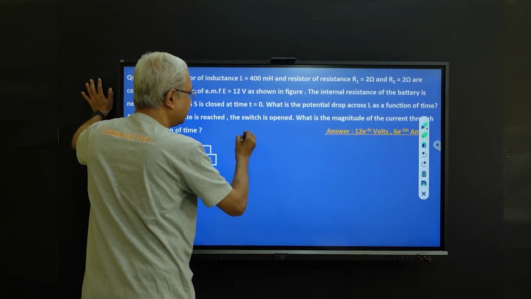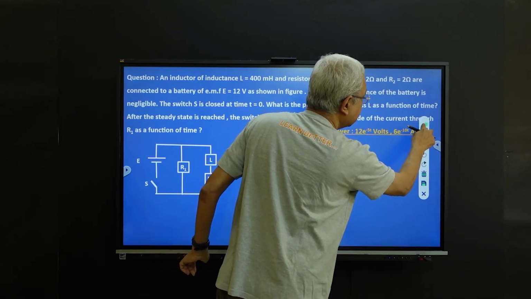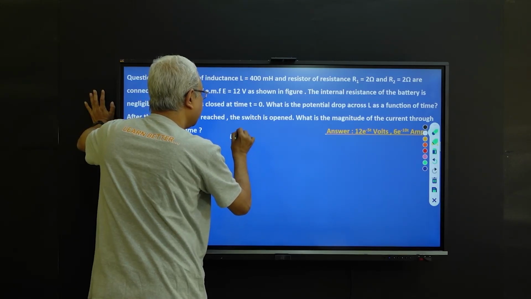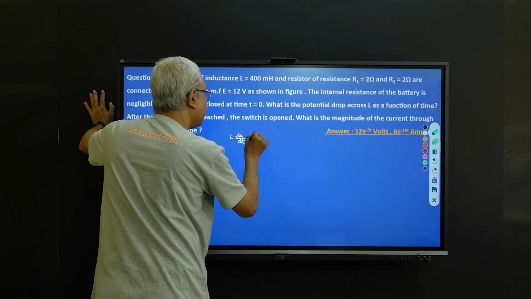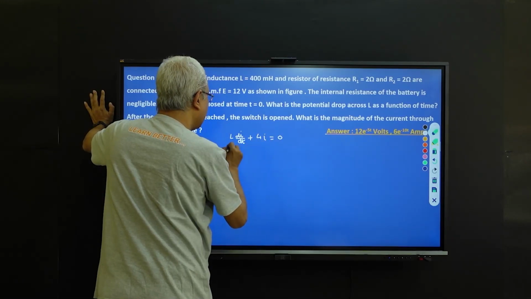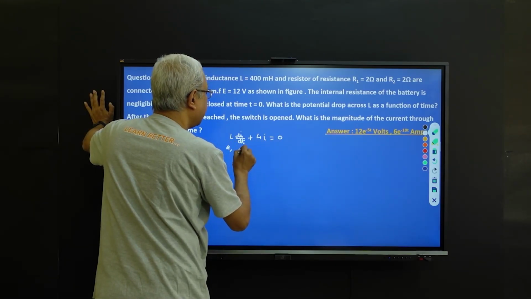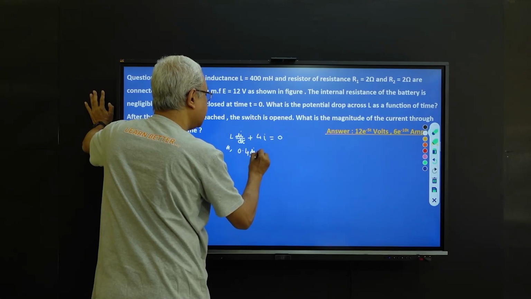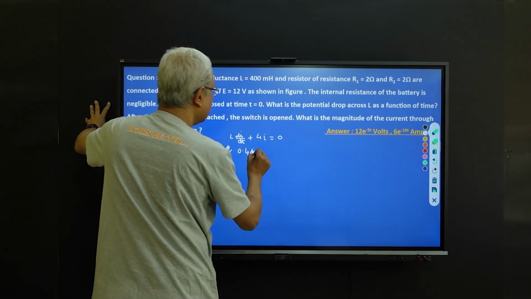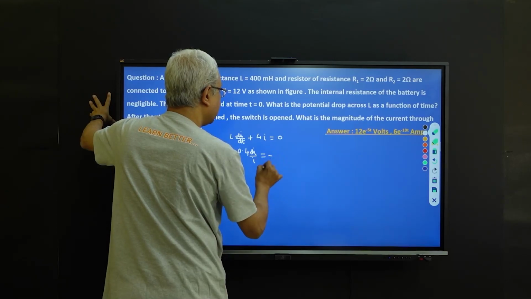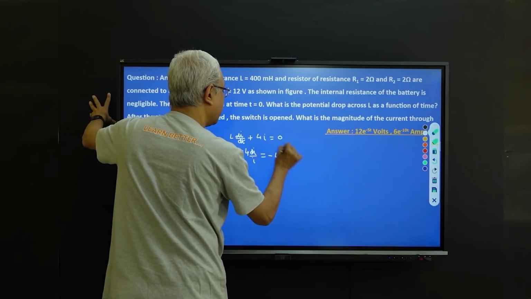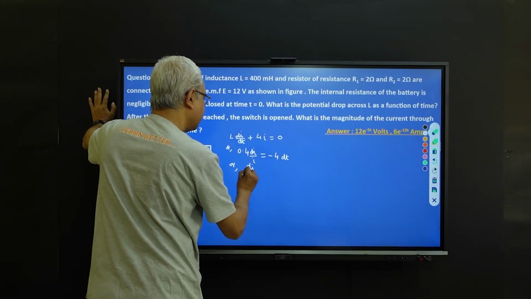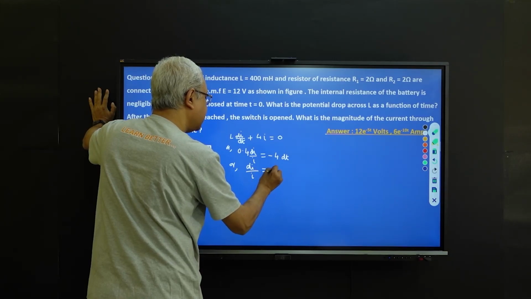Once again, there is just L di dt plus 4I equal to 0. So this is 0.4 di by I equal to minus 4 dt, or di by I is equal to minus 10t.